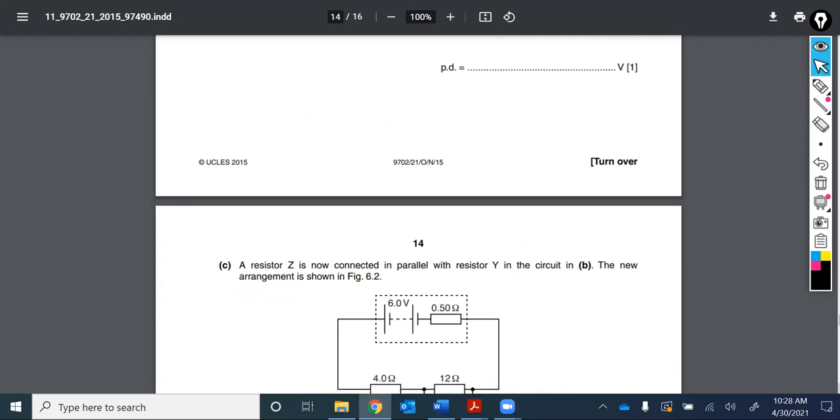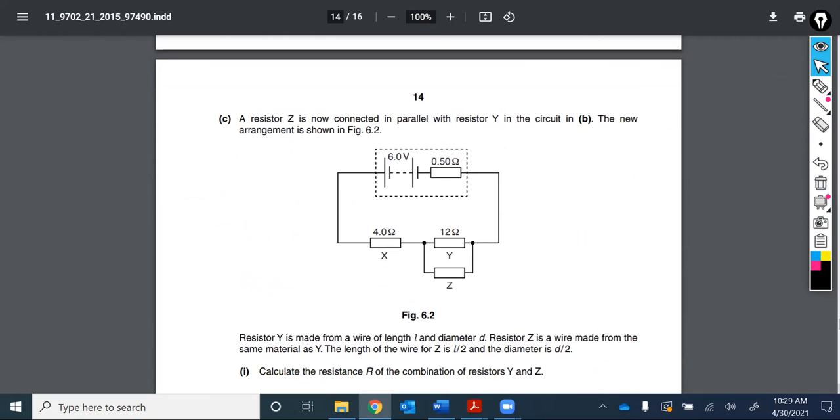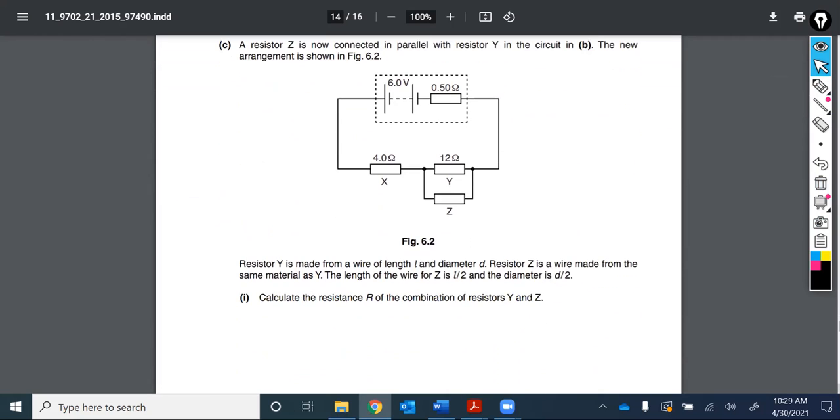The question goes on. Resistor Z is now connected in parallel with resistor Y in the circuit in D. The new arrangement is shown in figure 6.2. It says resistor Y is made from a wire of length L, diameter D. Resistor Z is made from the same material as Y. The length of the wire for Z is L over 2, and the diameter is D over 2. Calculate the resistance R of the combination of resistors Y and Z. That sounds pretty tricky.